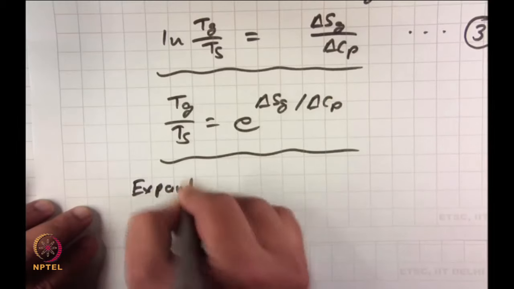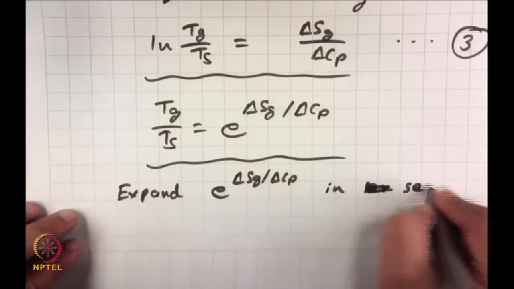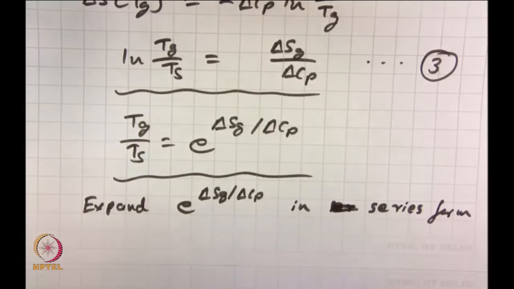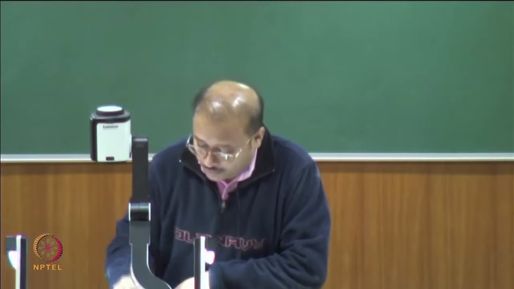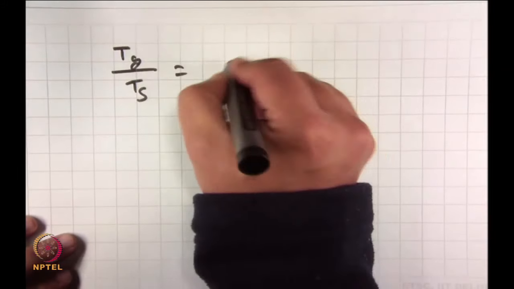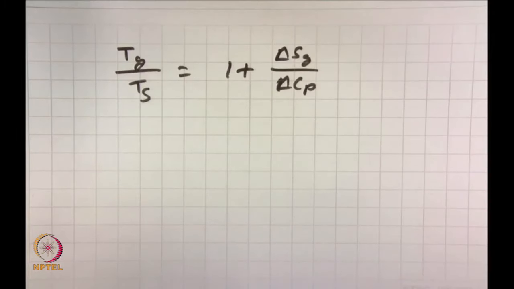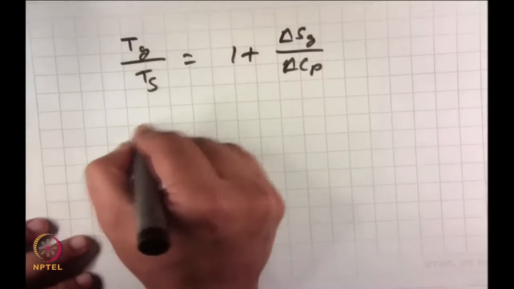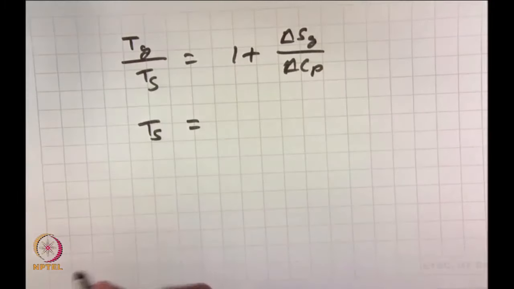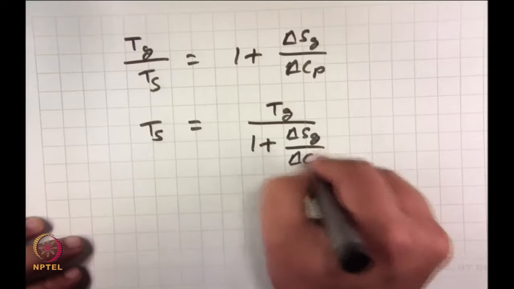Okay. So, what we will do is we will do an expansion, that means expand e to the power delta Sg over delta Cp in series form, okay. And once we do that, what we will have is Tg over Ts is equal to, what is the expansion? 1 plus delta Sg over delta Cp, and that is where we will stop. We will not go to the higher orders, because we are doing it for a very small number x, which is delta S over delta Cp. Then accordingly what we can say is, therefore, Ts is equal to what? We are getting a relation between Ts and Tg: Ts is Tg over 1 plus delta Sg over delta Cp. Okay.